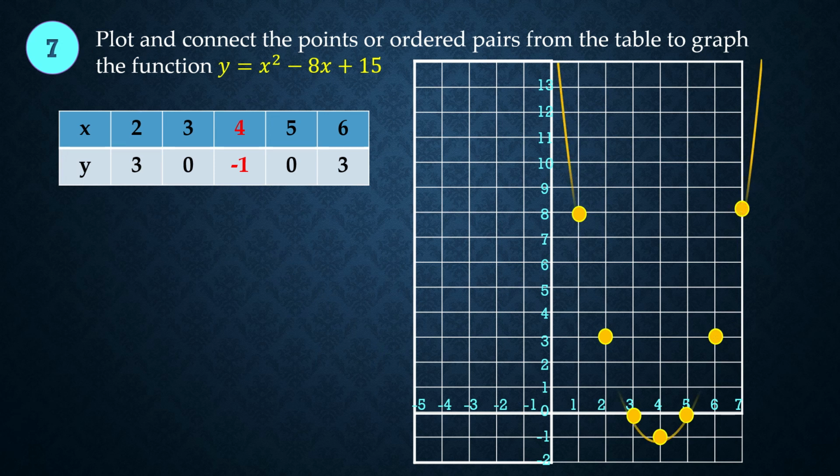If we connect them, the parabola is still facing upward, located in the first and fourth quadrants, wherein the vertex is located in the fourth quadrant, which is why y is negative. Okay?